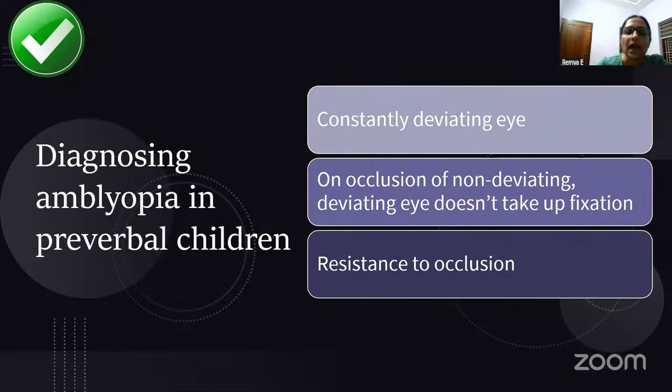So how to diagnose amblyopia in pre-verbal children? You may not be able to do all the tests in a small, very pre-verbal child. So then how can you tell whether the child is having amblyopia in one eye? As I told earlier, in a monocular squint, that is a constantly deviating eye, on occlusion of the non-deviating eye, that is the fixing eye, if the deviating eye doesn't take fixation, that means it has very poor vision in that eye. And if the child is resisting occlusion.